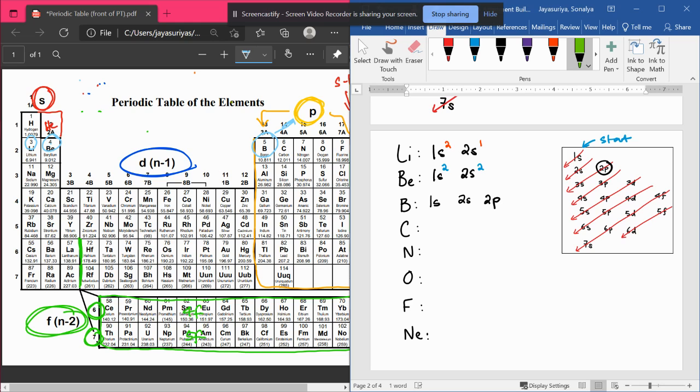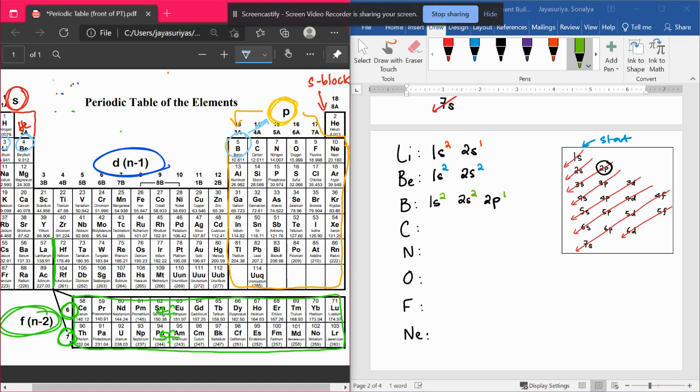5. I give 2 to 1s because you have to fill before you move to the next one. Then out of 5, I've used 2. I have 3 left. Out of the 3, I'm going to give 2 to 2s. That's 4. I only have 1 left, and that 1 goes into 2p. Okay? P can hold a max of 6. I don't have 6 to fill boron. After I give 2 to 1s and 2 to 2s, I only have 1 left, and that leftover 1 goes into 2p. Okay, it's okay to have 1 electron. You don't have to max it out for the last orbital.